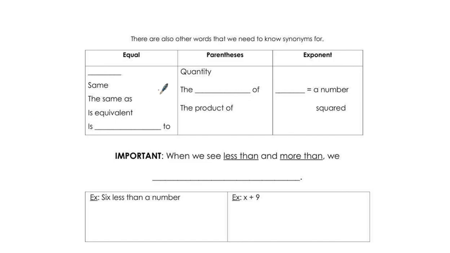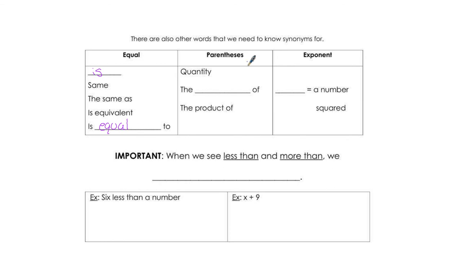So there are also some other things that tell us what we need to do. There are other words that mean equal. So "is" is one of them. So 5 plus 1 is 6. "Is" is representing the equal. Same. 1 plus 4 is the same as 5. Is equivalent, is equal to. So 1 plus 1 is equal to 2.